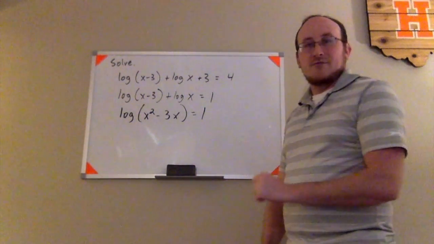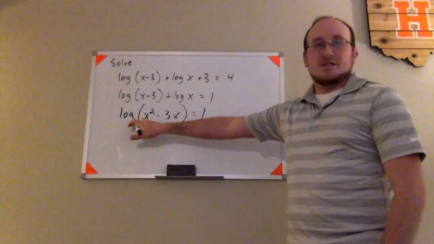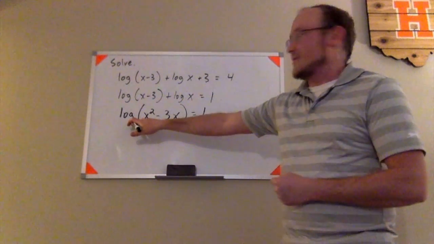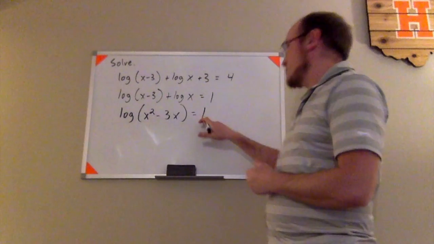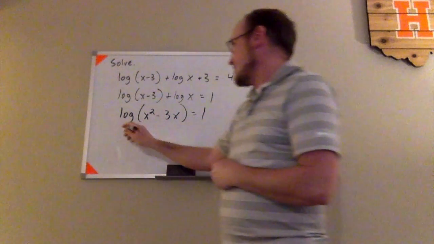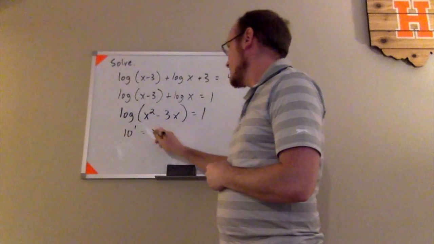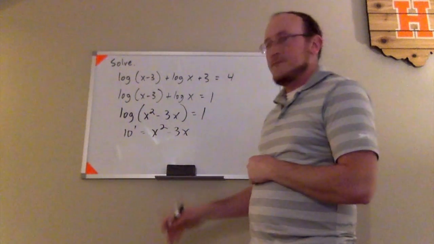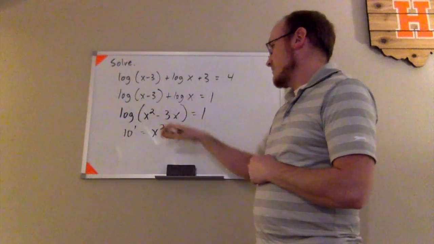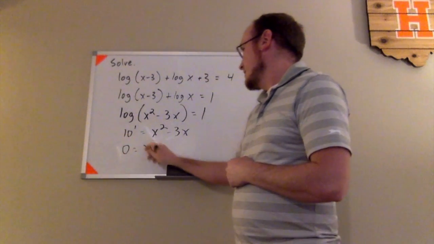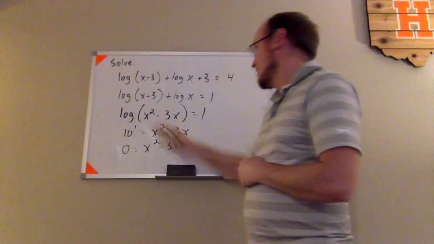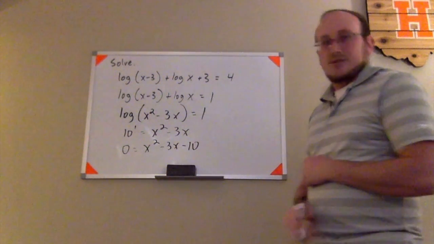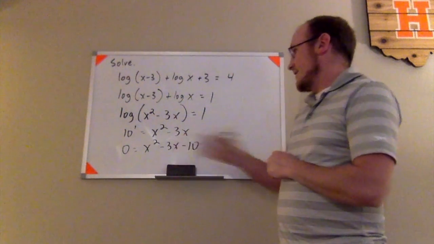Now, at this point, I can convert to exponential form. I don't see a base number written here. That means this is the common logarithm. The common logarithm has base 10. You must know that to be able to do this problem. So we go 10 to the first power equals this algebraic expression: 10 to the first equals x squared minus 3x. 10 to the first is just 10, and then I'm going to get this equal to 0. So I would have 0 equals x squared minus 3x, moving the 10 over here as well, minus 10.